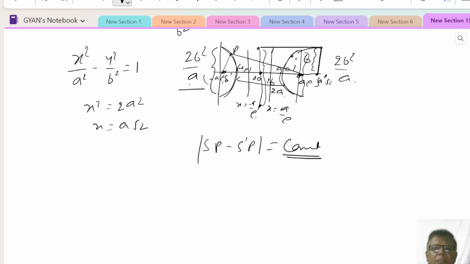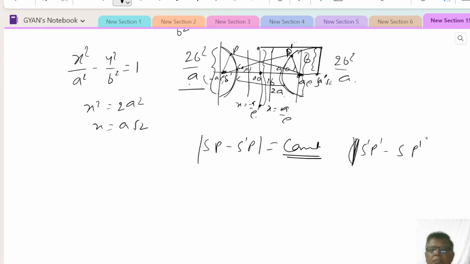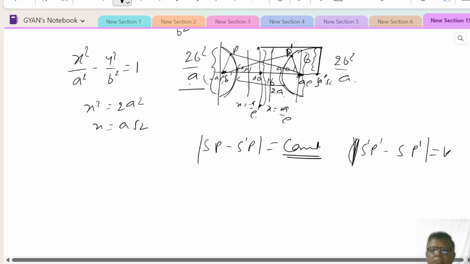So here, you take a point. So this distance minus this distance will be always the same. Suppose this is S dash, then S double dash, P dash. Suppose this is P dash. So S dash P dash minus S P dash will be constant.